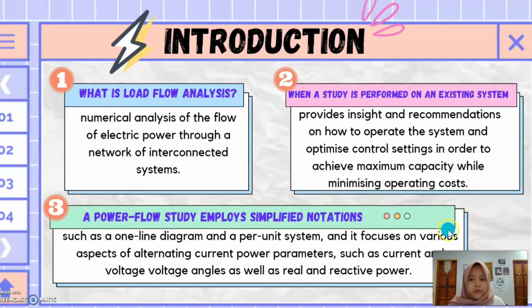Next, a power flow study employs simplified notations such as one-line diagram and a per-unit system, and it focuses on various aspects of alternating current power parameters such as current and voltage angles as well as real and reactive power.